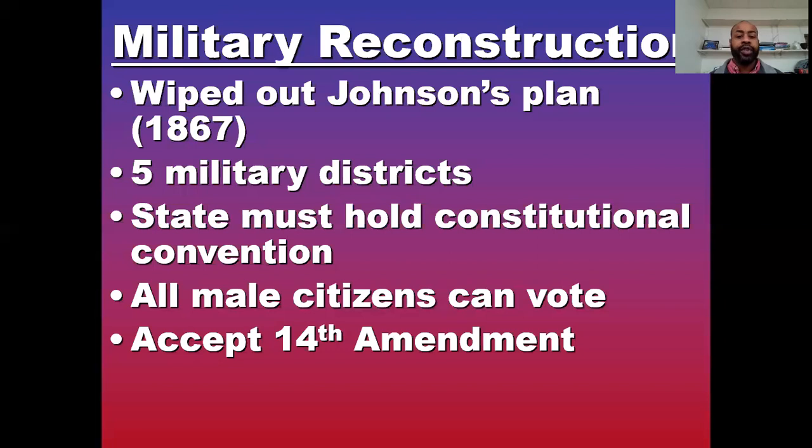The Military Districting Act, we're talking about five districts. Every state must hold a new constitutional convention. All male citizens can vote, and to guarantee that, the Congress passes what is called the 14th Amendment, which guarantees all men suffrage. It guarantees citizenship. It's still our rules for citizenship to this day. And we're going to talk about it at the end of Reconstruction, that the states come back and undermine this. And this is why we had the civil rights movement.